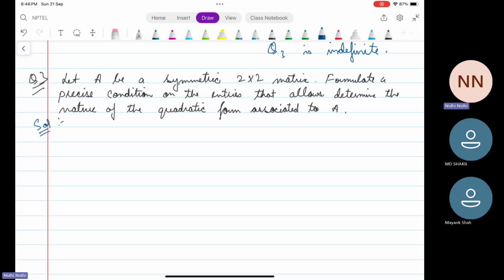Since A is a symmetric 2 cross 2 matrix, we can write this matrix as a, b, b, c. This is a general symmetric matrix of order 2 cross 2, where a, b, c are some real numbers. Then let's look at the quadratic form associated to the matrix A.